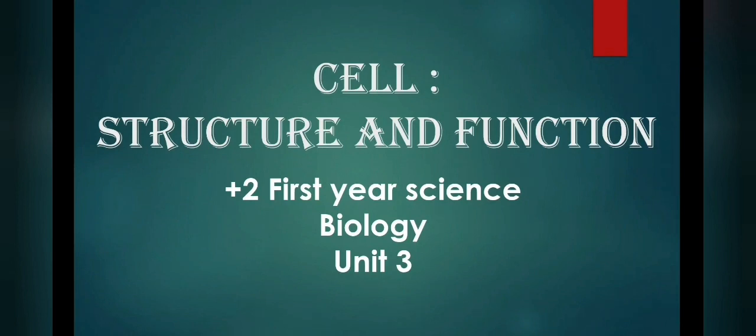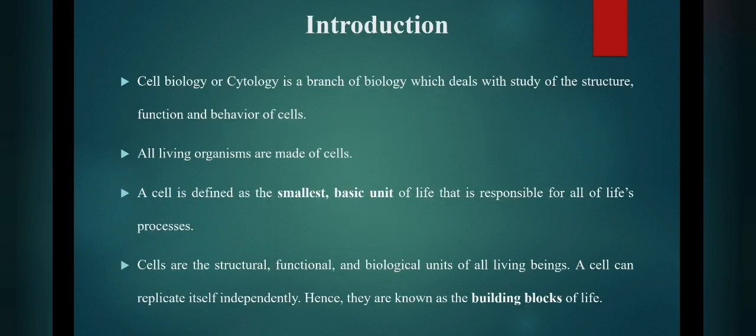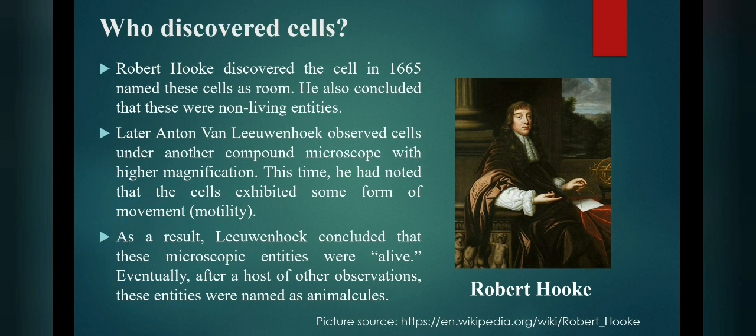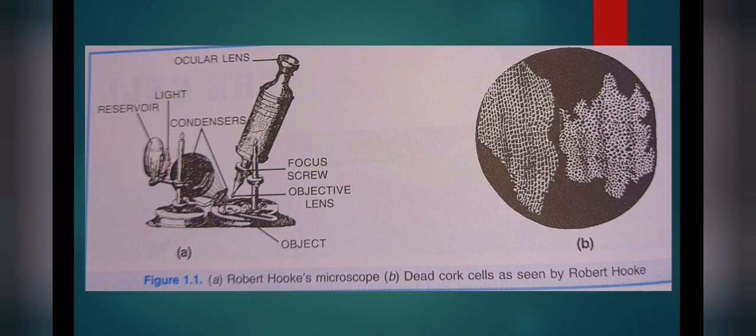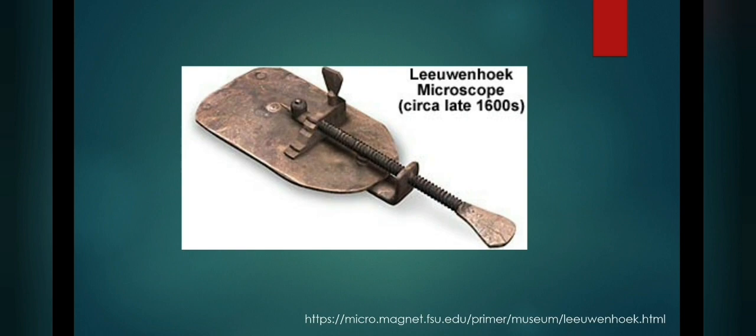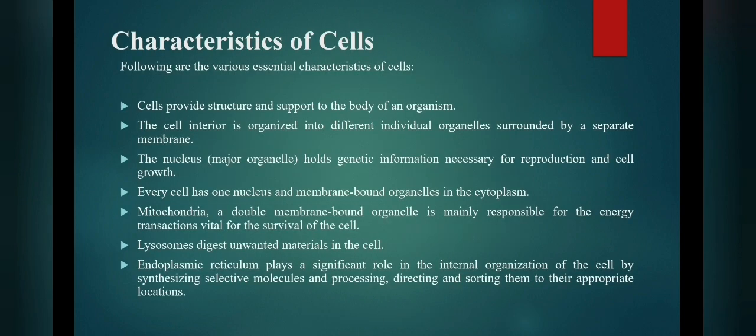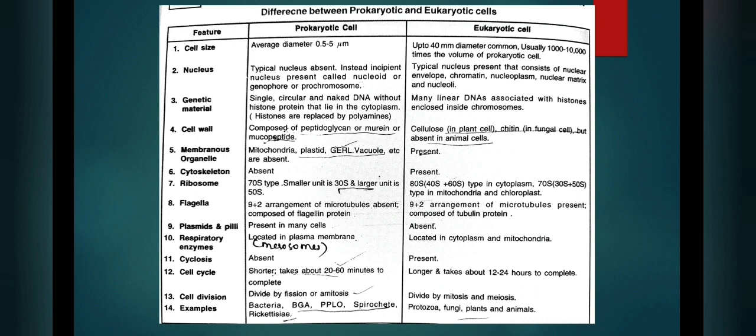After that, Unit 3, which is the cell and functions of different cell organelles. So at first, what is cytology? It deals with the study of cells, behavior of cells, different types of cell organelles. All living organisms are made up of cells, and the cell is defined as the smallest basic unit of life. It is the structural, functional and biological unit of all living beings. Who discovered the cell? Robert Hooke discovered the cell in the year 1665. This is the microscope which was used by Robert Hooke, and this is Leeuwenhoek's microscope. Then characteristics of cells, then difference between prokaryotic and eukaryotic cells.